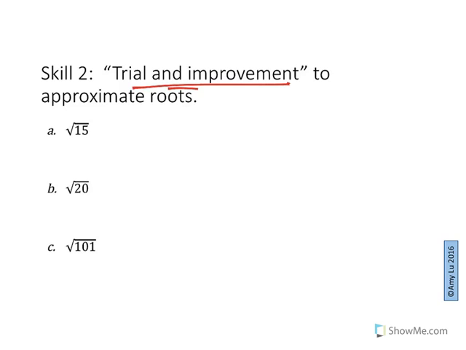Now, we have to use trial and improvement to approximate roots. So, for example, the square root of 15. I know that 3 squared makes 9 and 4 squared makes 16. I want the square root of 15, so clearly my answer has to be somewhere in the middle of 3 and 4. Because 15 is closer to 16, I would approximate and take a guess. Now I'm going to go ahead and check.